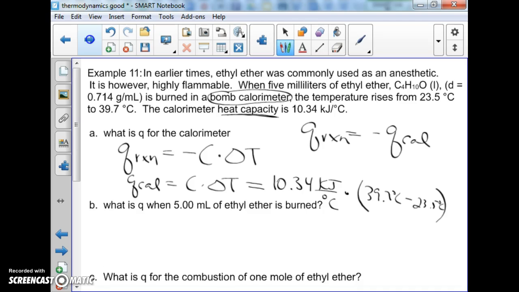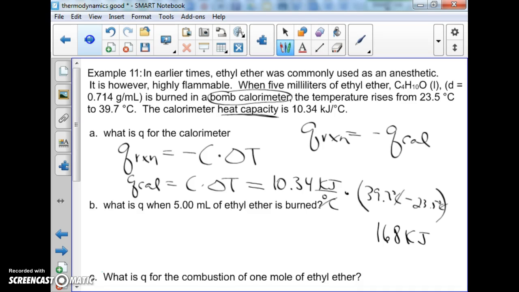All right, so let me grab a calculator. So we get 10.34 times parentheses 39.7 minus 23.5, close my parentheses, and I get, let's see, how many sig figs can we have? We can have 3 sig figs, so 168 kilojoules. Now, why is it kilojoules? What happened to my degrees Celsius? Yes, they cancel. I have degrees Celsius here, that's going to cancel with these, however you look at that.